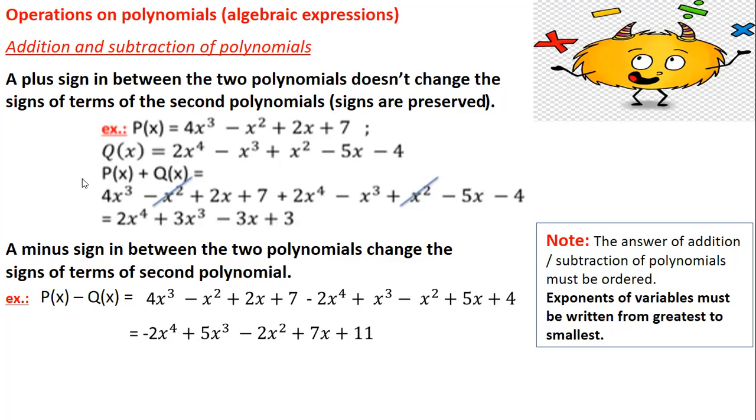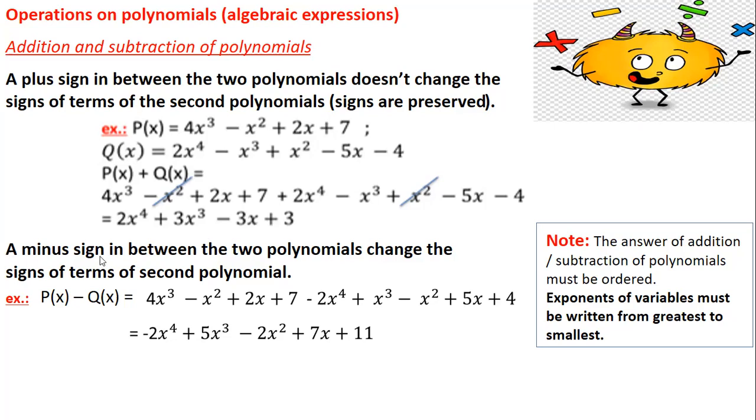So what do I write? P of x, I write as it is, 4x cubed minus x squared plus 2x plus 7, plus I want to add q of x. So I write all the monomials of q of x as they are with their signs. Why? Because the plus here does not change the sign of the monomials in the second polynomial. Then I add or subtract like terms together to reduce.